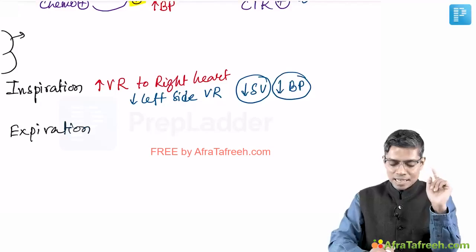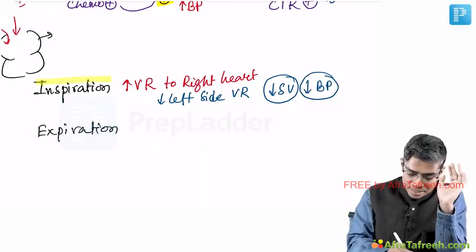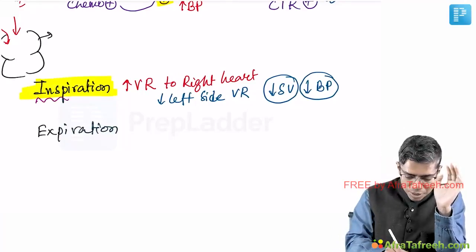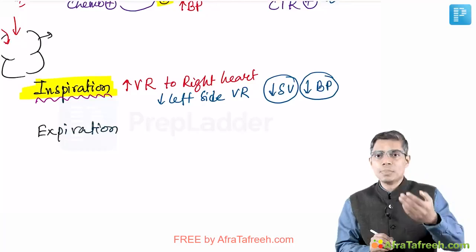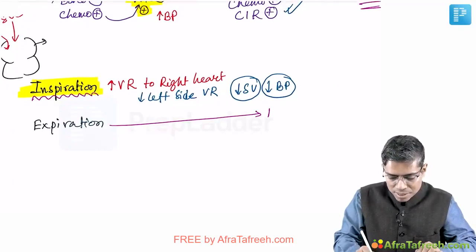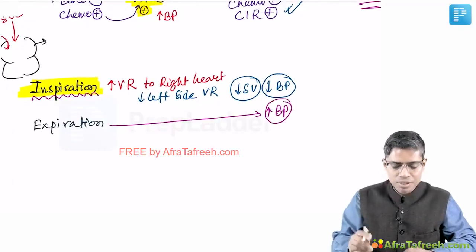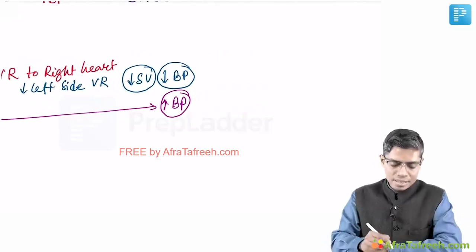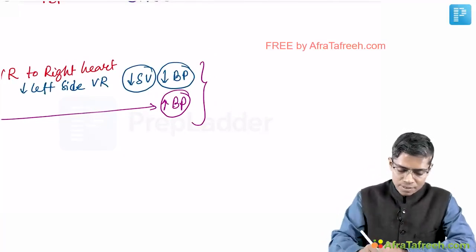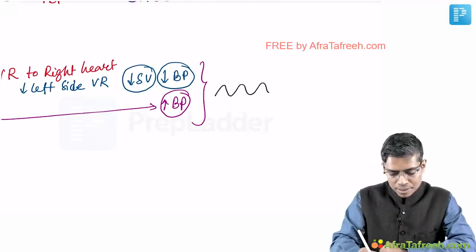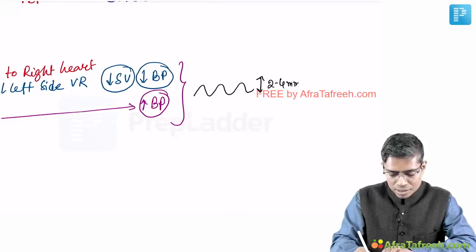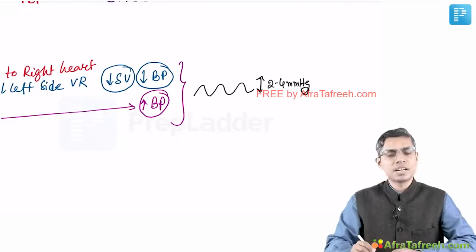Remember that during inspiration, heart rate increases. That we'll discuss a little later in this discussion. But during inspiration, if you look at the blood pressure decreases a little bit, right? And opposite thing will happen during expiration. So expiration means there will be increase in blood pressure, right? So if you record this fluctuation of blood pressure during inspiration and expiration, this fluctuation is very, very small. This is only 2 to 4 millimeter increase or decrease in blood pressure.